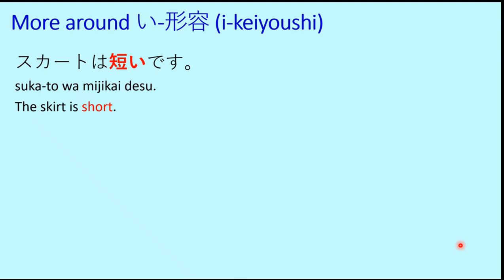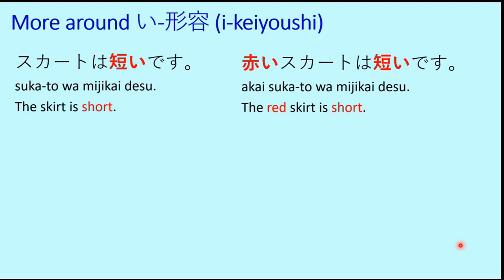First example, sukato wa mijikai desu. Sukato is skirt. Mijikai is the i-adjective, which is short. So the skirt is short. That is, the length of the skirt is short. So here mijikai is the adjective. Akai sukato wa mijikai desu. Now there are two adjectives. Now we are talking about the red skirt. There are probably several skirts, and out of that only the red skirt is short. So in that case the expression will be akai sukato wa mijikai desu.